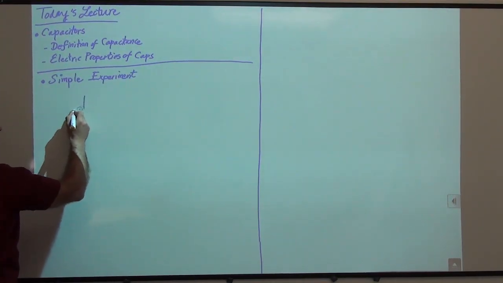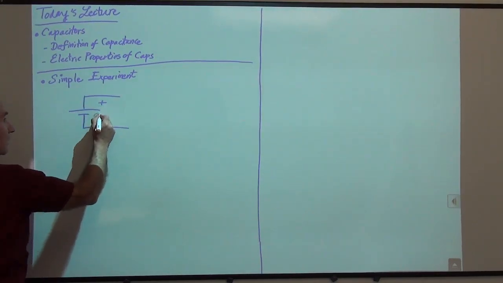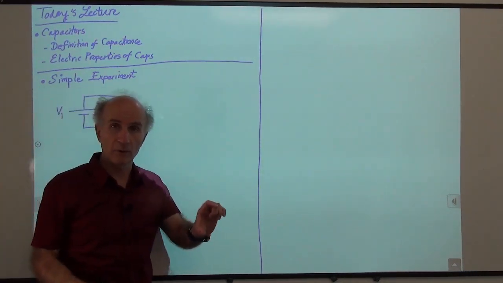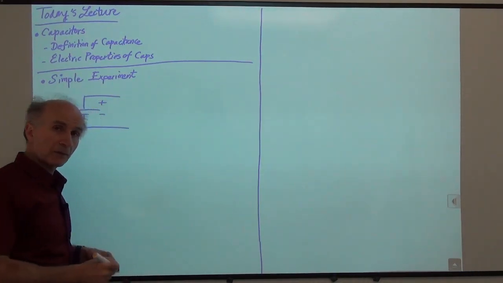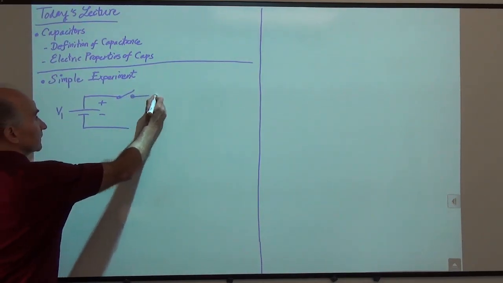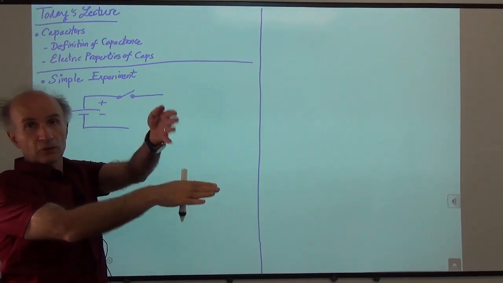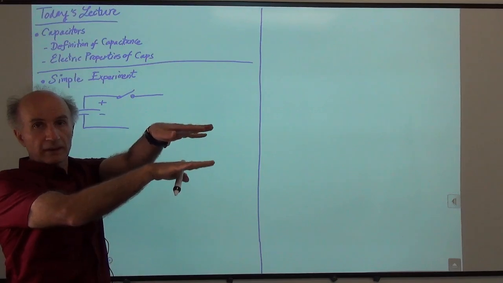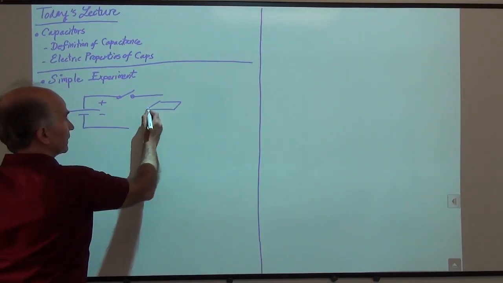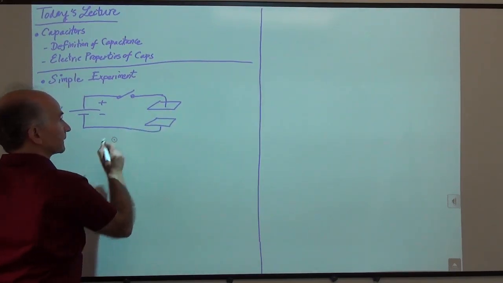All right, I'm going to take a voltage source, like a battery, having some voltage V1. So we buy a battery of 1.5 volts, and now we will connect it through a switch to two conductive plates. So two metal plates, for example, just like this, parallel plates. So we have a plate here, we have a plate here. This goes here, and this goes here.